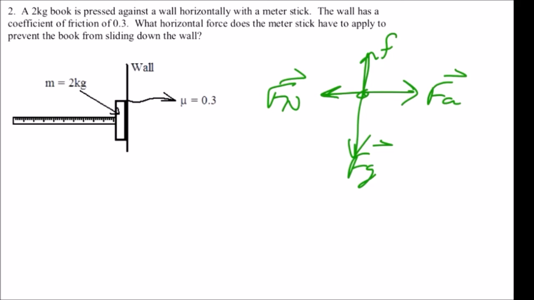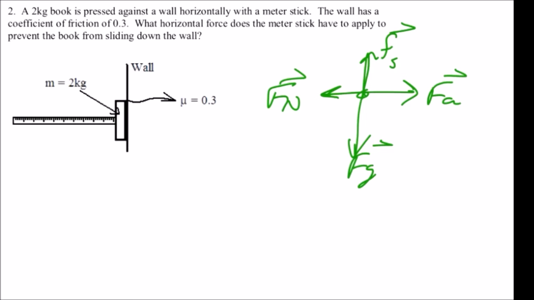So what kind of friction do you think this is? This is static friction, because that one is kinetic. So that's my free body diagram. Now, the question says, what horizontal force, so what thing are we actually looking for here? FA. We want the applied force. What horizontal force do you have to apply to prevent the book from sliding down the wall? And then, of course, it gives us our coefficient of friction, okay?